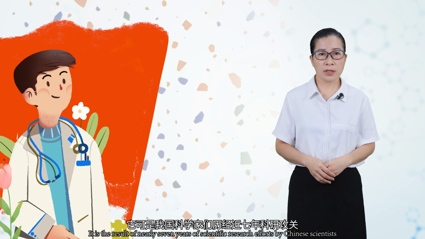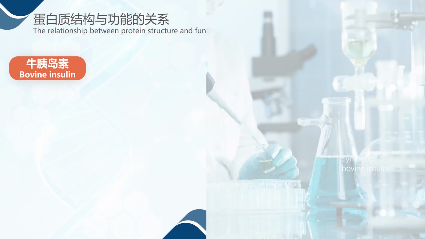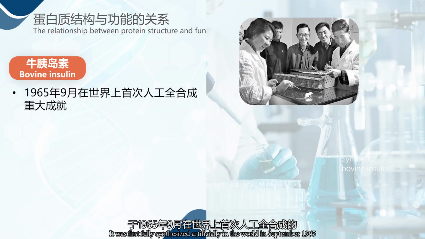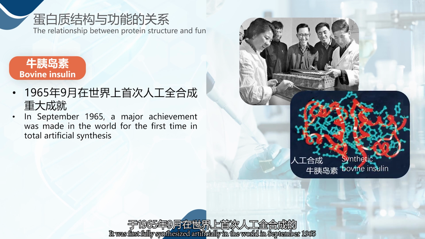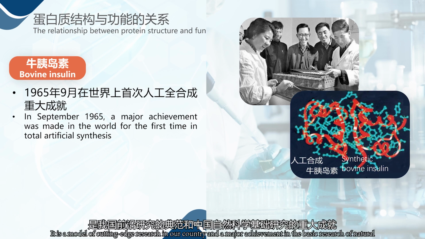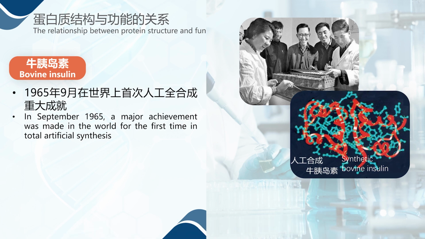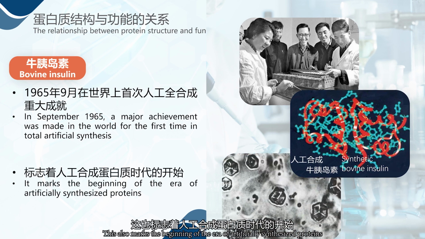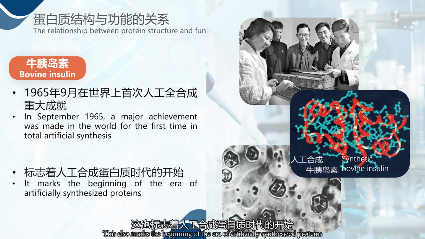When it comes to bovine insulin, it is the result of nearly 7 years of scientific research efforts by Chinese scientists. It was first fully synthesized artificially in the world in September 1965. This achievement has caused a huge response internationally. It is a model of cutting-edge research in our country and a major achievement in the basic research of natural science in China. This also marks the beginning of the era of artificially synthesized proteins.